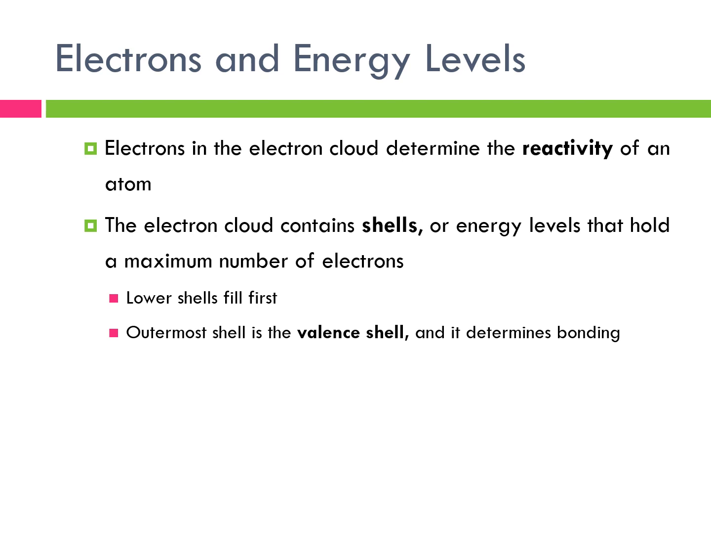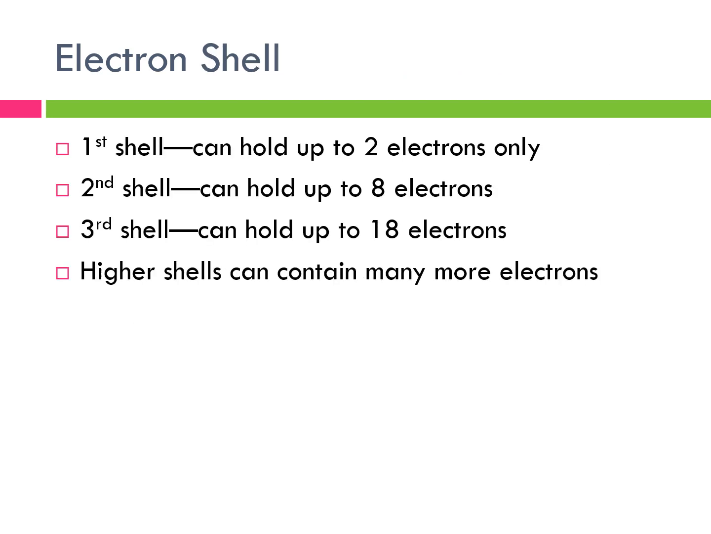So the first electron shell contains 2 electrons, and that's going to fill first. And then the outermost shell is called the valence shell. And like we said before, that determines the bonding. So the first shell holds 2 electrons. The second shell can hold up to 8 electrons. And the third shell can hold up to 18 electrons.